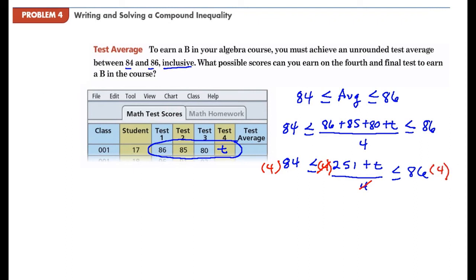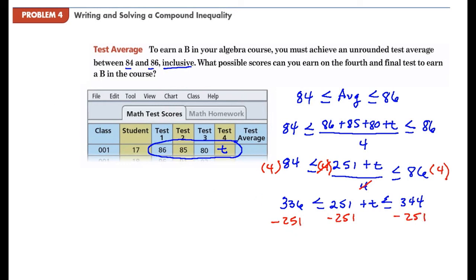Alright, so if we do that, we're going to end up with 336 is going to be less than or equal to, and the 4s cancel, so it's going to be 251 plus T less than or equal to 86 times 4 is going to give us 344. Now to solve for T, we just want to get rid of the 251. We do that by subtracting everything by 251 here on this side of the inequality and this side of the inequality also.